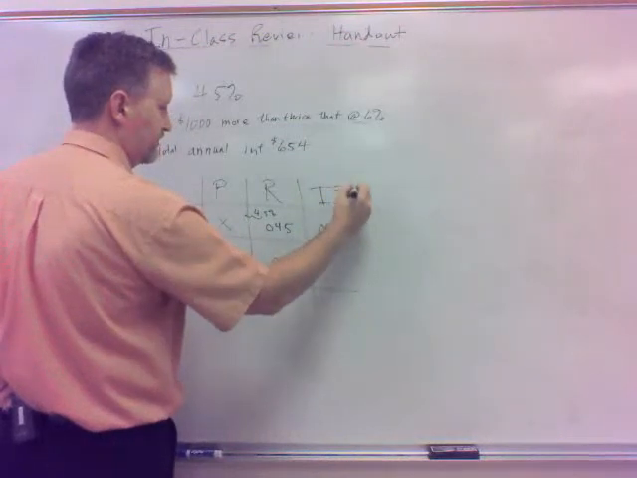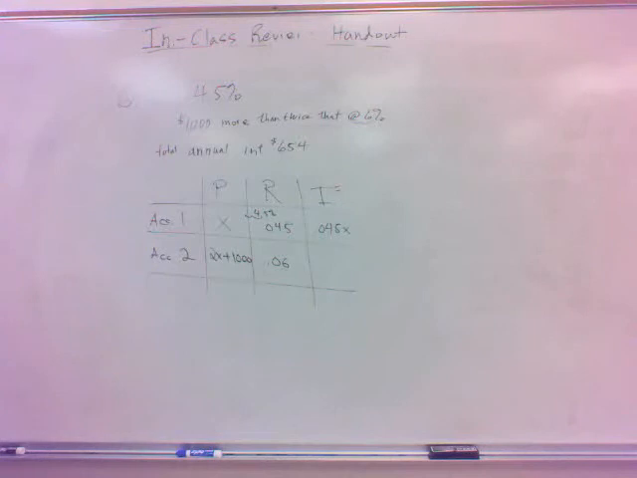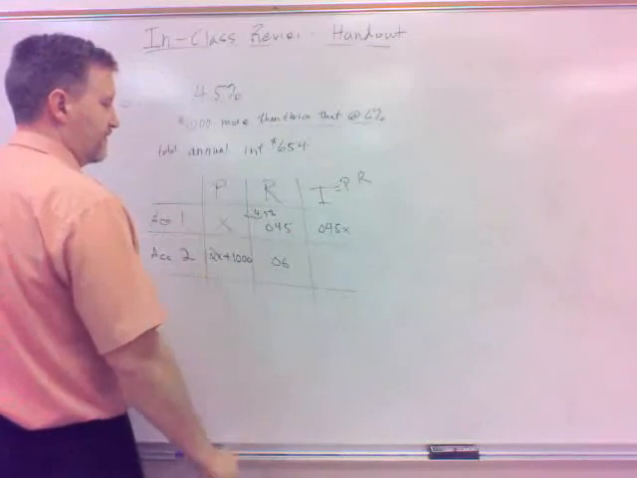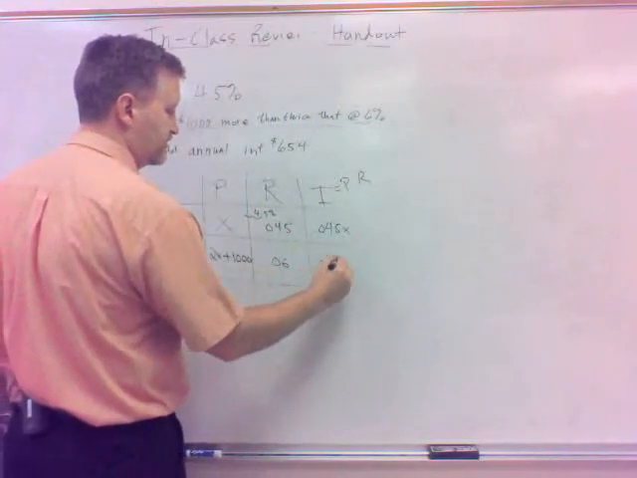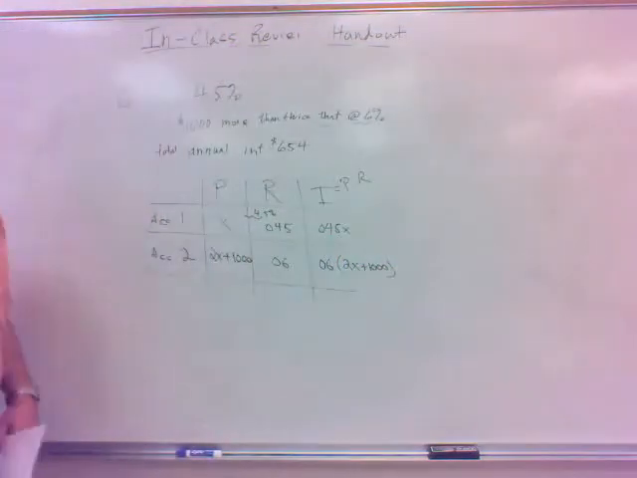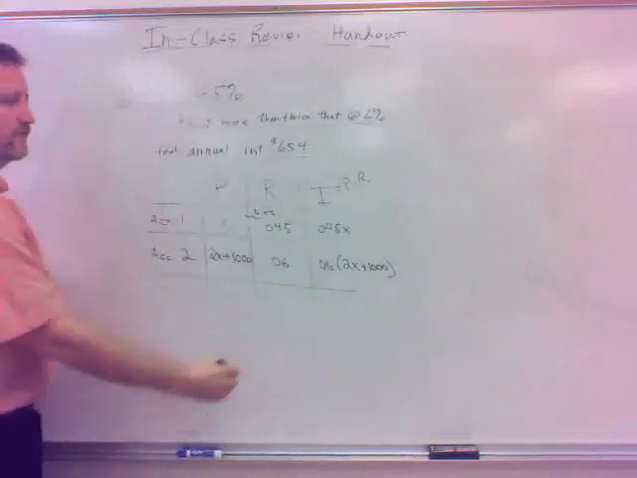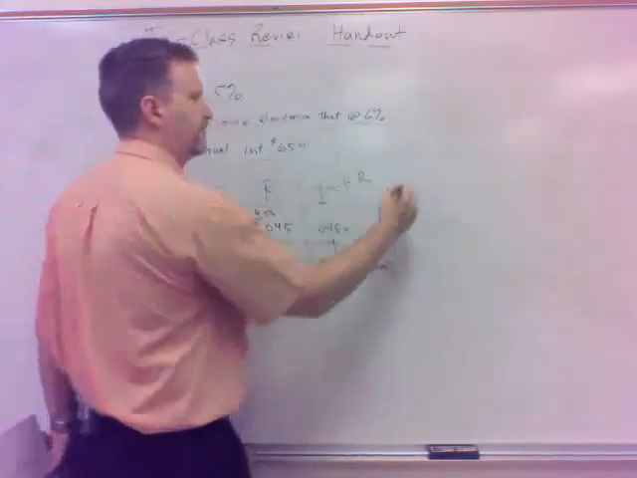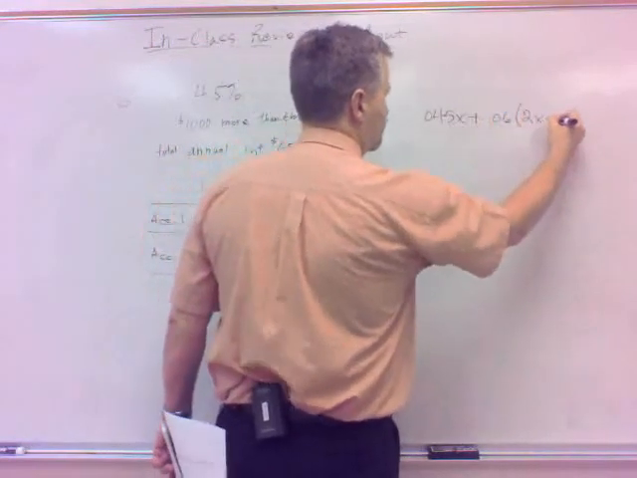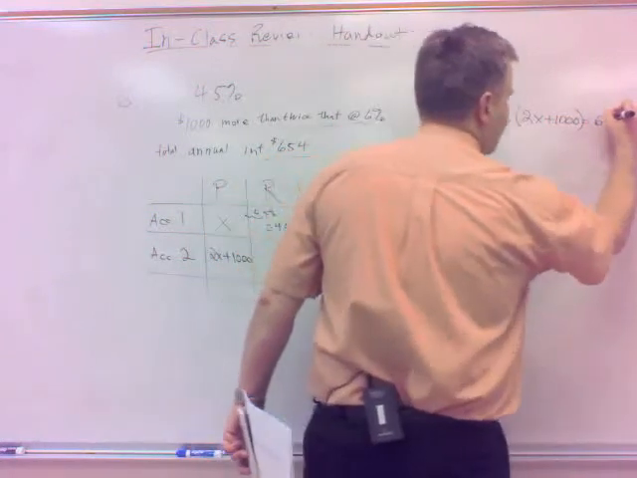So that's 0.045x, because how do we get interest? Simple interest is principal times rate times time, but we're going 1 year, so it's just principal times rate. 0.045 times x. 0.06 times the 2x plus 1,000. What do we do with those? Well, we know the total interest is 654, so if I add these two, I get 654.